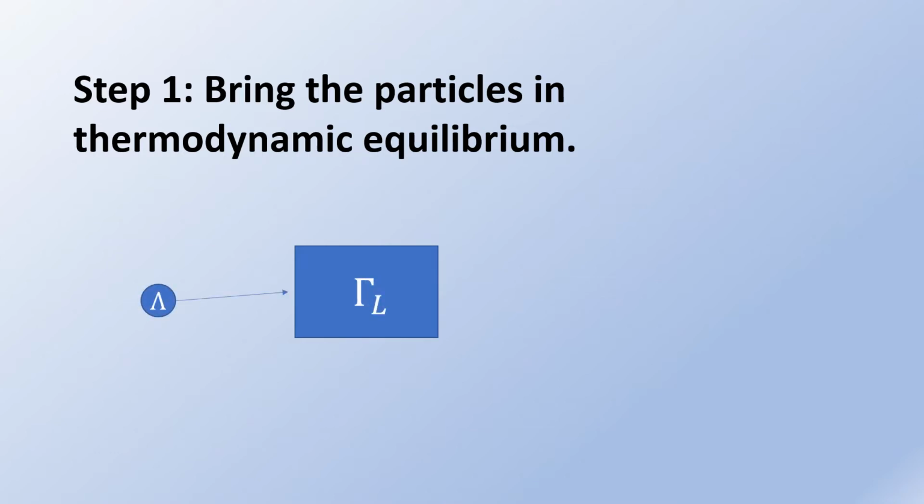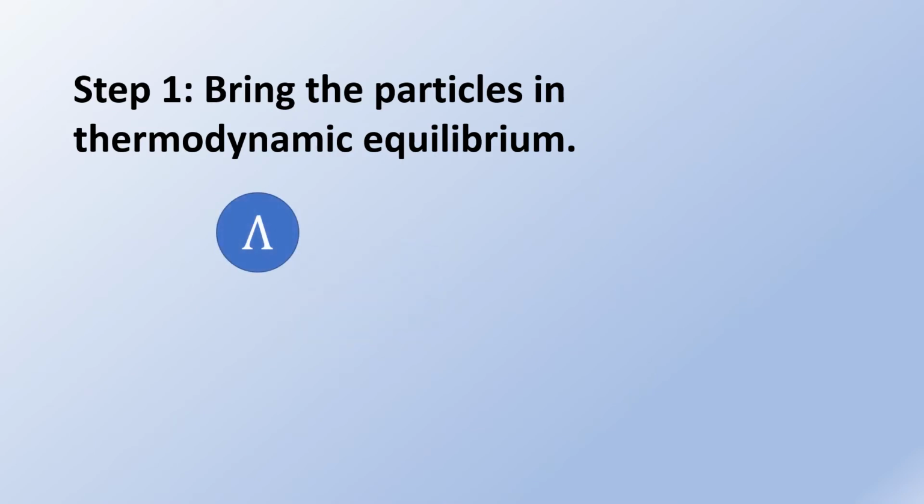When gamma is in its lower energy state, the ground state, that is gamma L, it can absorb a lambda particle, which gets it into an excited state of higher energy, gamma H. When gamma is in its excited state, it can emit a lambda particle and get into the ground state.